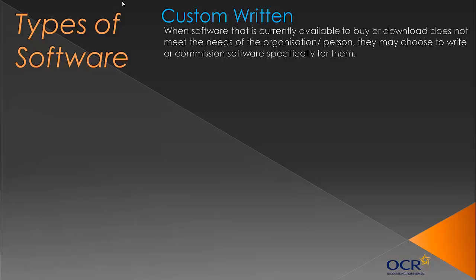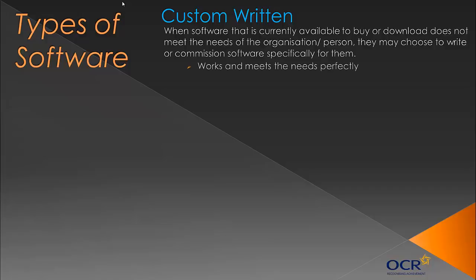So custom written software, as the name implies, is software that's being designed specifically for you, because there's software out there that doesn't meet your needs. So if you want software to do a specific purpose, for example, opening your garage door, and software isn't currently out there to do it, you may either code it yourself or employ someone to code it for you.